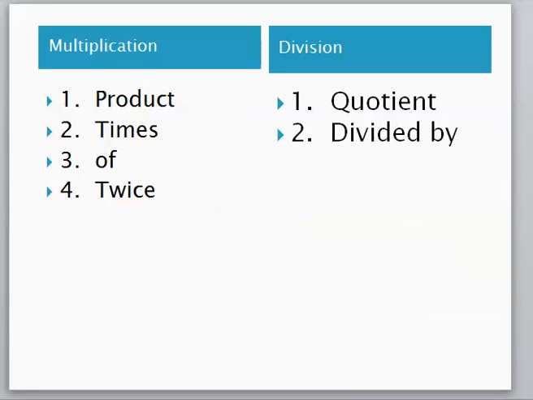The next thing I want to talk to you about is the multiplication and division, and those words for multiplication would be product, times, of, twice. Twice just means you're multiplying by 2. You might want to put that in your notes. This means multiply by 2. Quotient is division, and so is divided by.